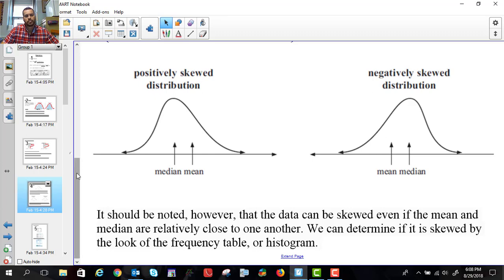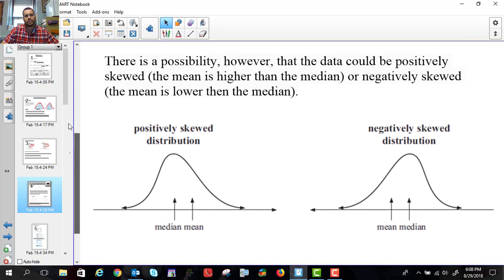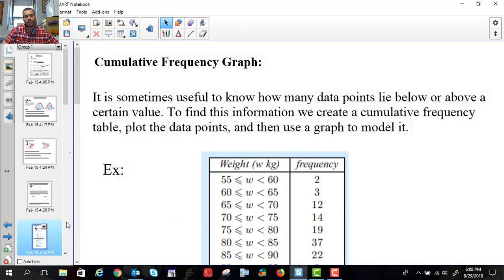So at this point, really all you need to know about these things so far is how do I create them, how do I represent the data, and how do I find the mean, median, and mode. That's what you're looking for.